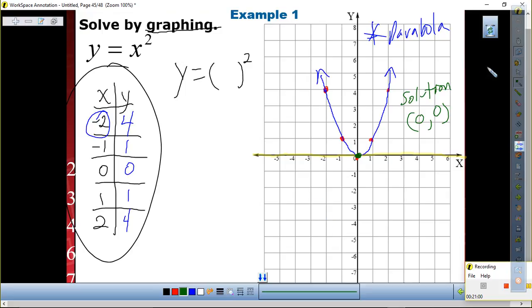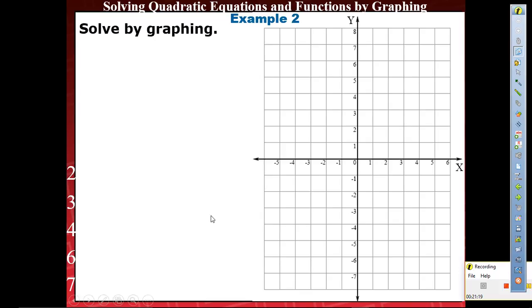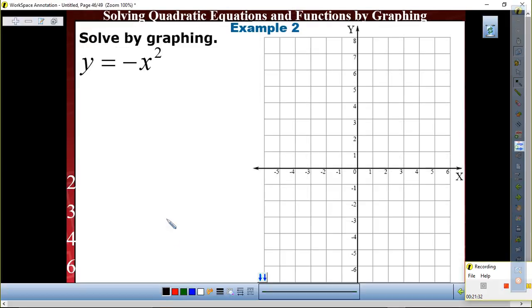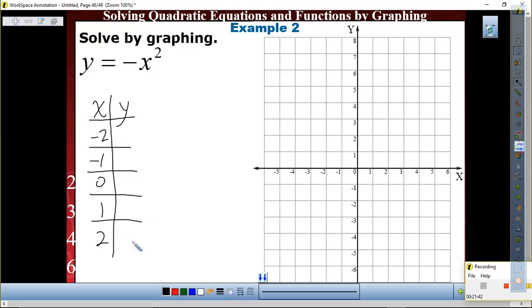All right. Example 2. Copy this one on the next one down. You have space. Example 2, y equals negative x squared. And once again, everyone, how can we graph this one? Table. Bam. Negative 2, negative 1, 0, 1, 2. And let's rewrite this. Y equals, make sure you mark well the negative so you can see it. Open the parentheses for the variable and a 2.